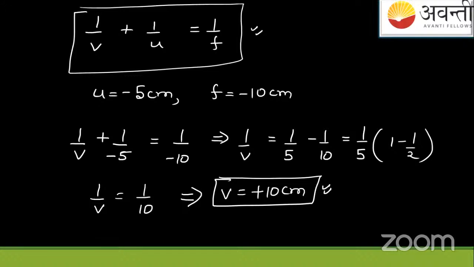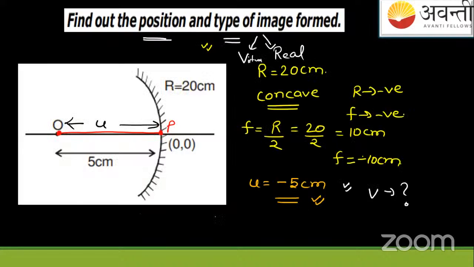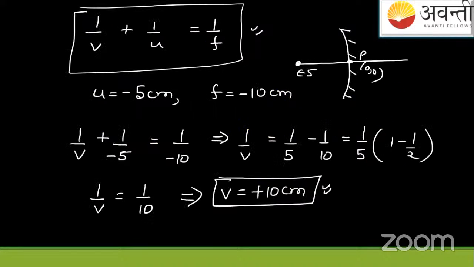Plus ka matlab kya hota hai? If I take a concave mirror as in this recall question, and if this is pole here, students, this is origin. Okay. Object is at centimeters, which how much centimeter? It is at 5 centimeters. Object U distance. And the image is forming at plus 10 centimeters. What do you mean by plus 10 centimeters? Plus 10 centimeters.